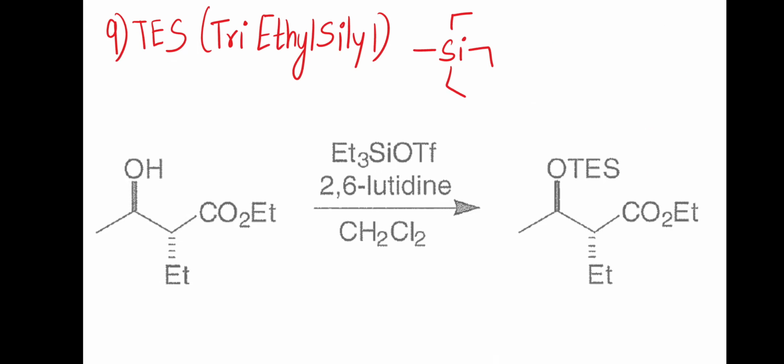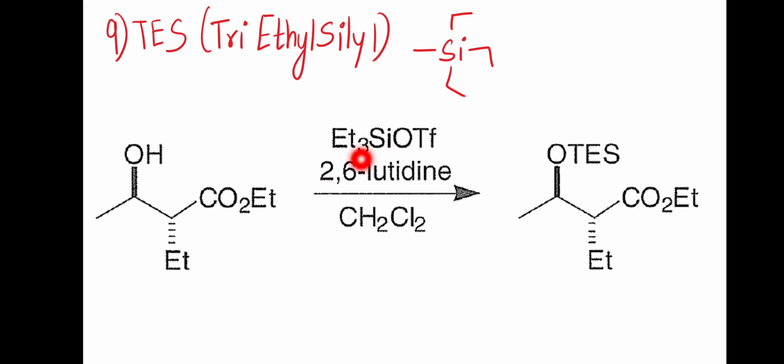Next, TES protection. Again here, instead of chloride they have used OTf as a good leaving group. TES OTf, and 2,6-lutidine is used as a base. So this OH is protected with the TES group. This is triethyl silyl. All the 3 groups you can see are ethyl groups.